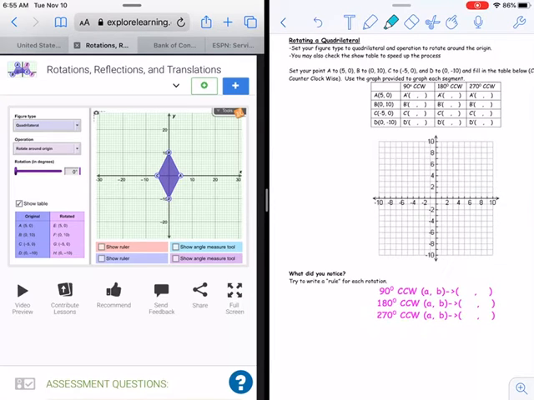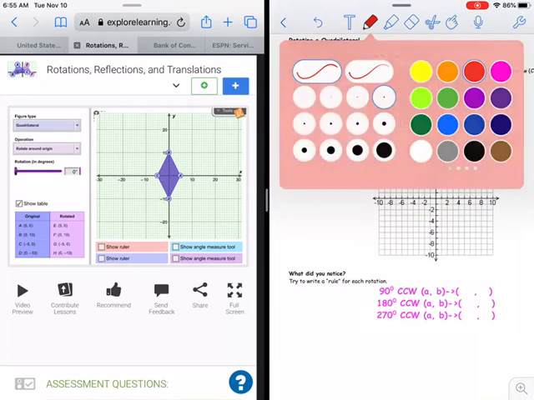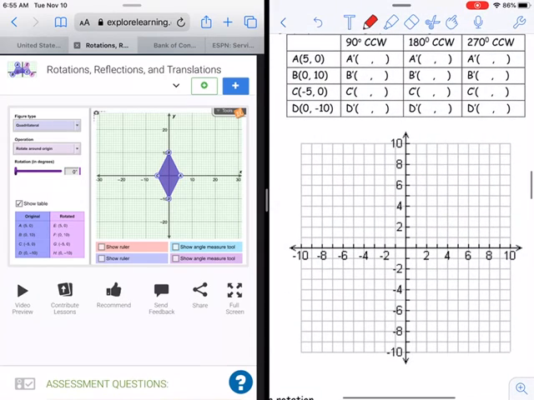Let's go ahead and plot this bad boy. I like to start out in red, pretty cool color. But anyways, A, B, C, and then D.